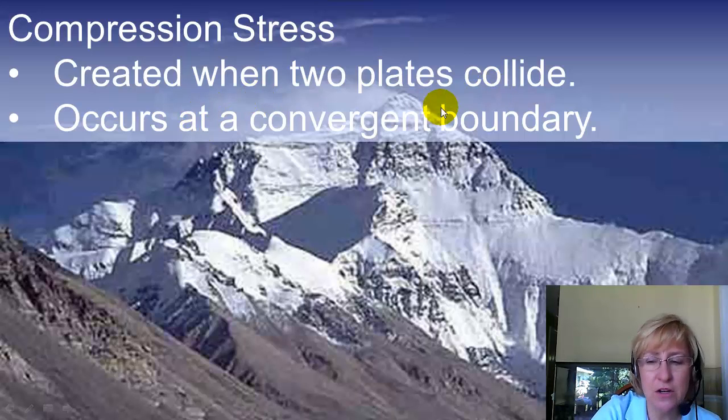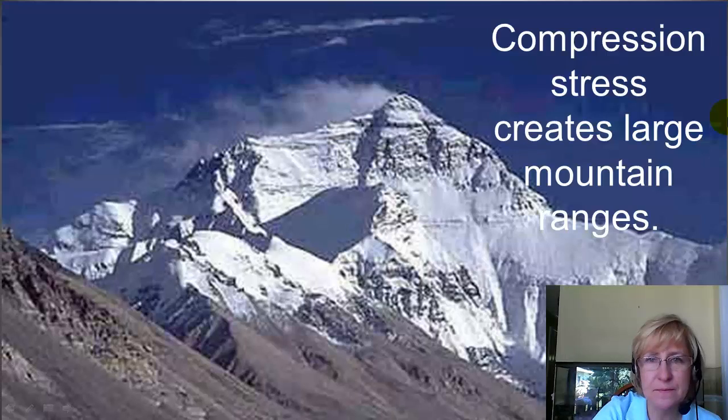Compression stress is created when two plates collide. This occurs at convergent boundaries. Compression stress creates really, really large mountain ranges. This is Mount Everest, where the Indian plate and the Eurasian plate are colliding. Compression stress is basically when rocks are being squeezed together.